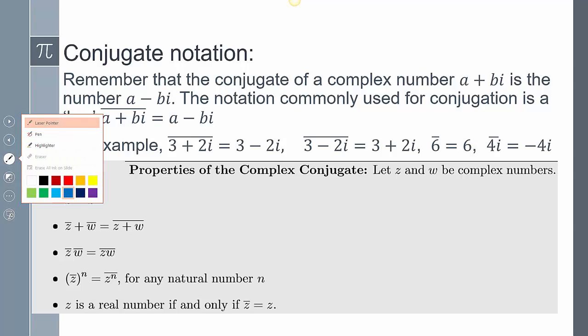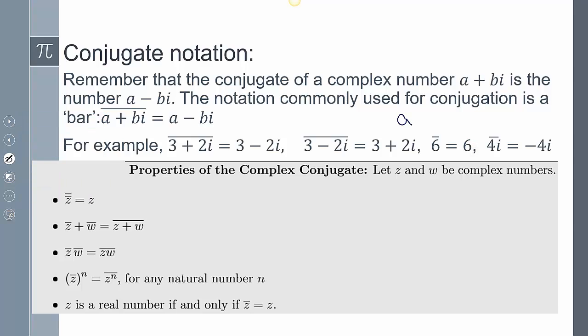Now the reason being is, remember we said that this is a plus bi. Well, that's a 0. So I have 6 plus 0i. Well, the conjugate of that is 6 minus 0i. 6 and 6, those are the same. And likewise with the 4i, the conjugate of 4i, because I have 0 plus 4i, well, the conjugate of this would be 0 minus 4i, and so that's why I have my minus 4i.